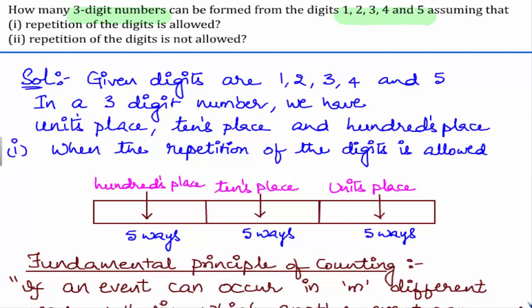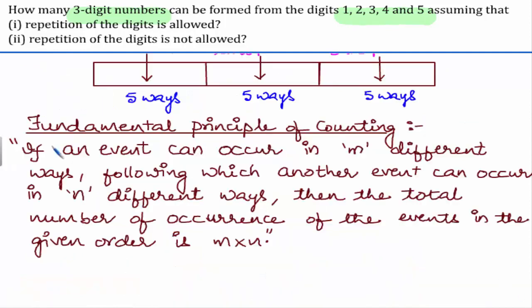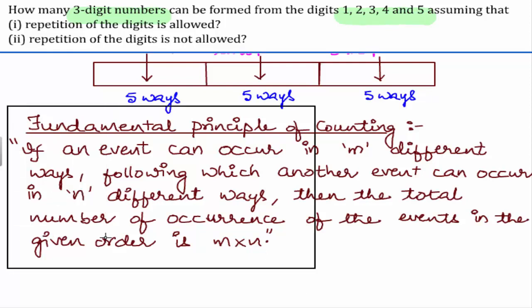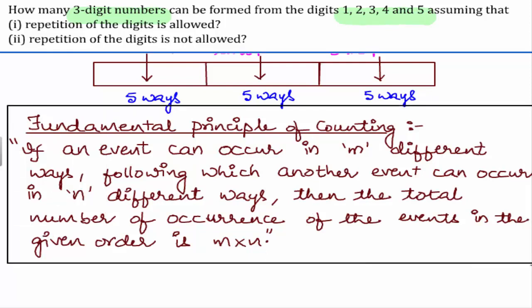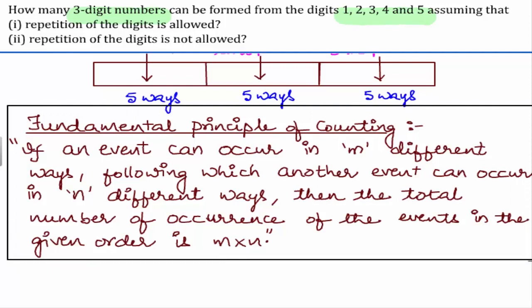Now let us recall the definition of the fundamental principle of counting. If an event can occur in m different ways, following which another event can occur in n different ways, then the total number of occurrence of the events in the given order is m into n. So this is known as fundamental principle of counting or multiplication principle. You have to remember this.